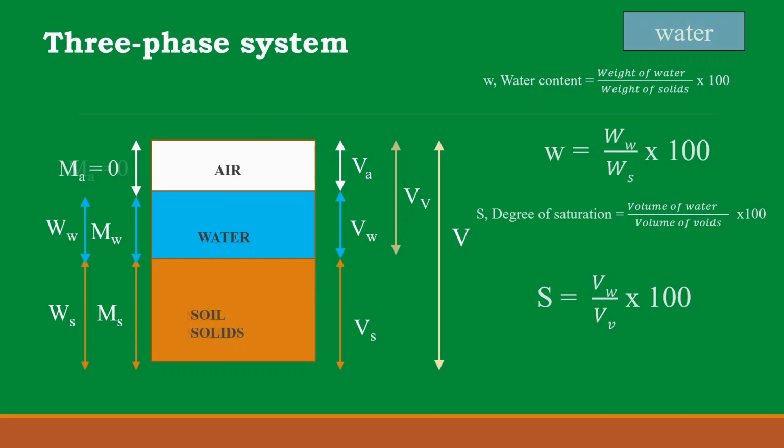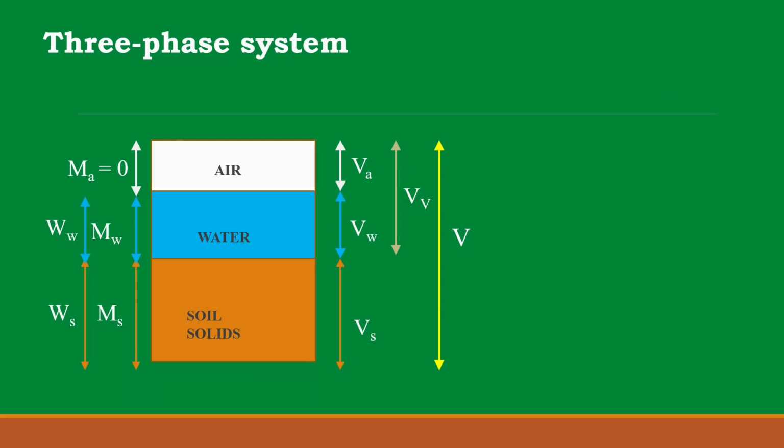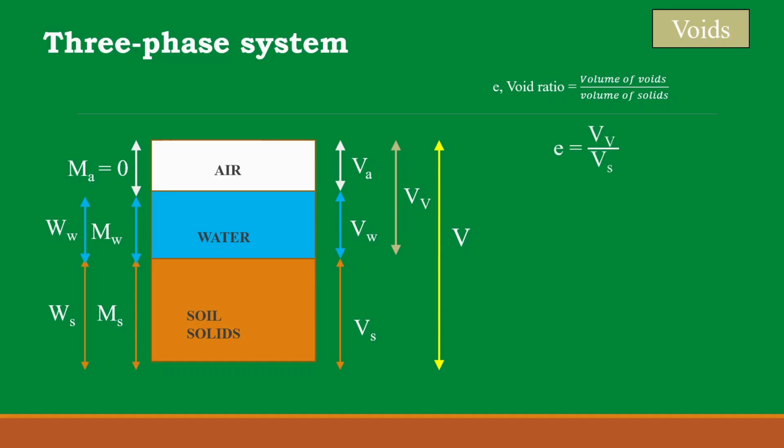volume of water. Let us learn few parameters in relation to the void spaces present in the soil. First one is void ratio. So void ratio indicates the ratio between volume of voids to the volume of solids, which is represented as e equal to Vv by Vs. And another parameter in relation to the voids is porosity, which represents the amount of voids present in the total volume of soil mass. Hence, n is represented as volume of voids to the total volume into 100.